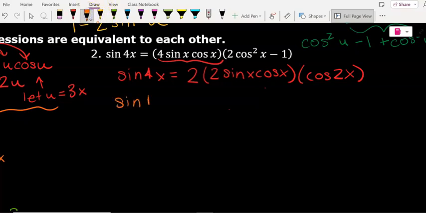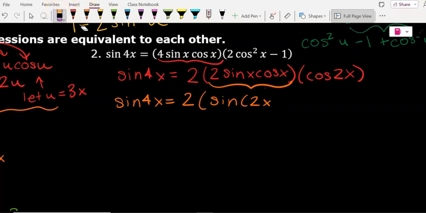So if I have sine 4x here on the left still, I still have the 2 right here because I'm just bringing that down, but I can change that. That is my sine 2x. Okay, I don't even need the parentheses. I get a little parentheses excited sometimes. Okay, and that's cosine 2x. Sine 2x cosine 2x.